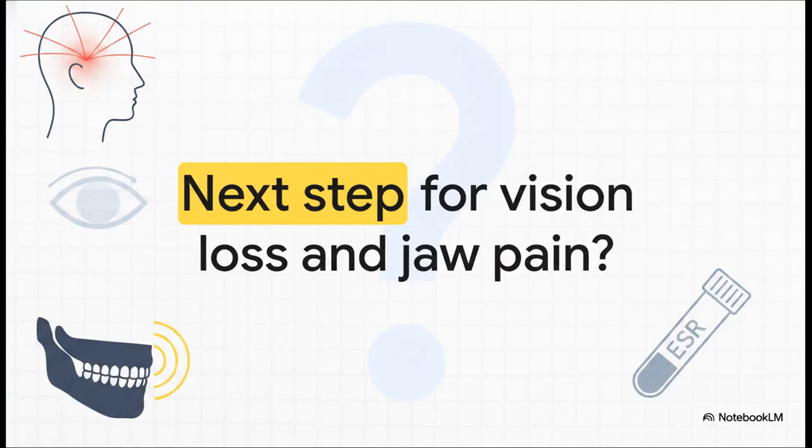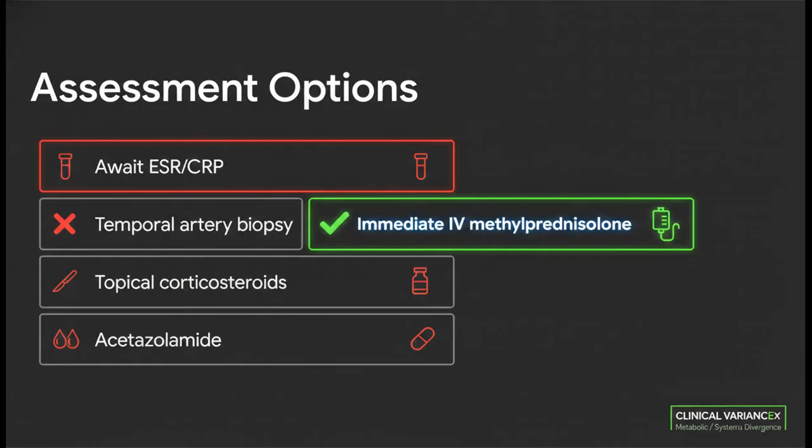Okay, let's put this to the test with our first integrated clinical vignette. A 72-year-old female presents with transient visual obscurations, scalp tenderness, and jaw pain during mastication. Her ESR is pending. What is the most appropriate next step in management? We are specifically testing the immediate management mandate here. Let's exhaustively deconstruct these 5 distinct options.